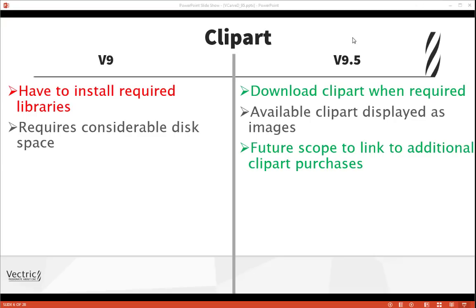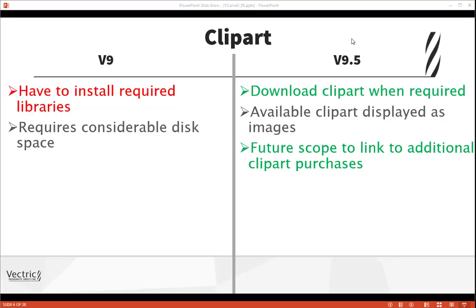In version 9.5 we significantly improved the way we manage our clip art. In version 9 you'd have to install the clip art directly from the installation script contained on your USB stick, or alternatively each of the separate executables from your V&Co account. In both cases this would take considerable time and use up a lot of disk space. However, with version 9.5, if you don't install all the clip art, you'll still be presented with all that's available and you can download those items as and when required.